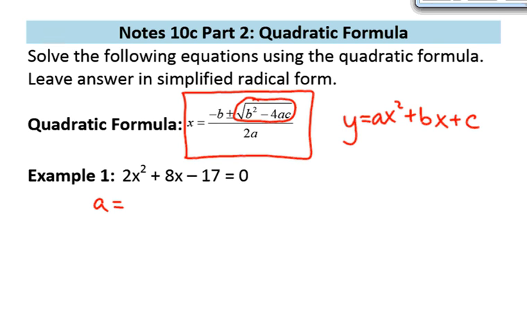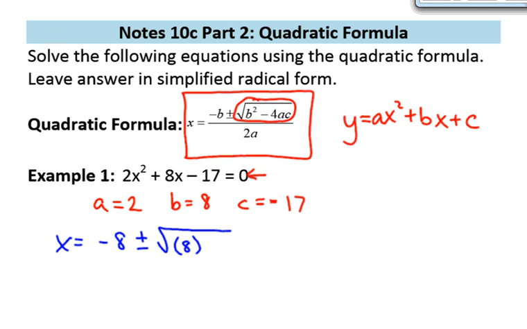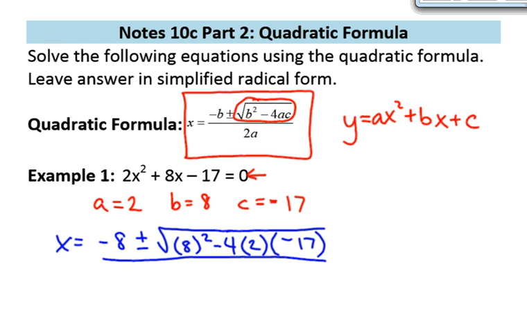Another thing you want to have when you solve a quadratic is that it has to equal 0. You're solving for when y is 0. So a here is 2, b is 8, and c is negative 17. Make sure you pay attention to the sign in front of the numbers. Now when we use the quadratic formula, we have x equals negative b, which would be negative 8, plus or minus the square root of 8 squared minus 4 times a times c, all divided by 2a. That's what I would want to see first.